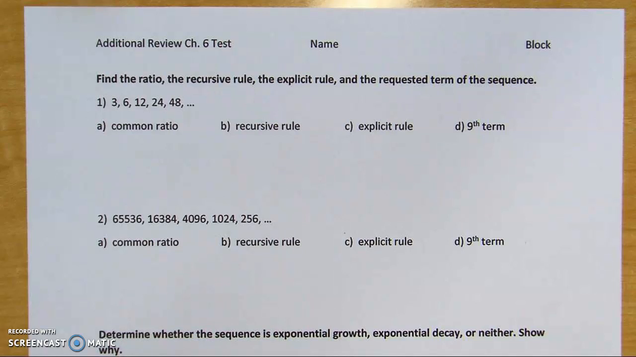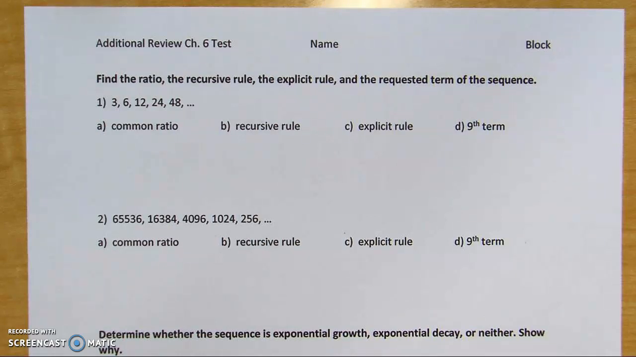We're going to go over the worksheet that you would have received on Monday called the Additional Review Chapter 6 Test. There are additional copies if you would like one. So remember, this is an open notes test, so go ahead and take down any notes you'd like on this that you think might help you along.